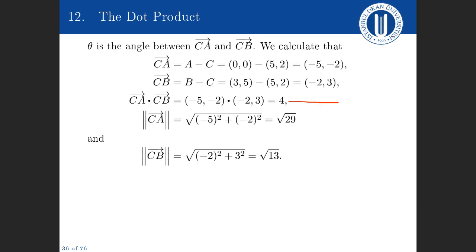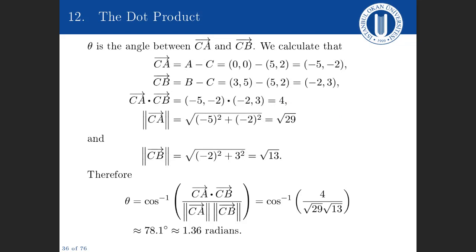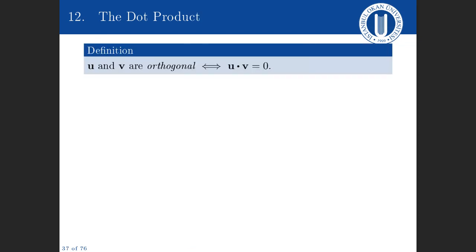I think the dot product of these two vectors is 4. The norm of CA is √29, and the norm of CB is √13. We'll put these into our formula, and we find that the angle between these two vectors, that's the angle inside the triangle, must be inverse cosine of 4 divided by square root of 29 times square root of 13. And if we have a calculator, it's then easy to calculate these numbers. If we don't have a calculator, then we just finish.